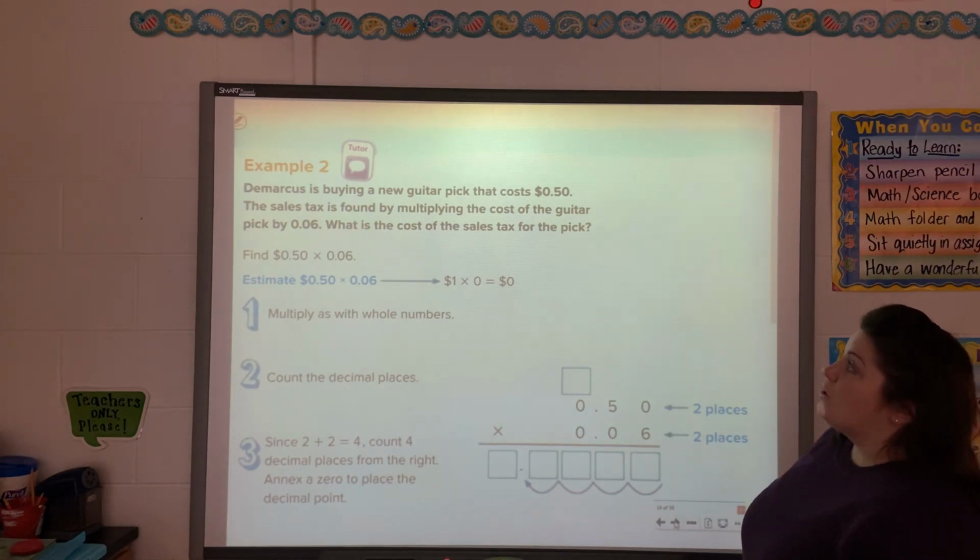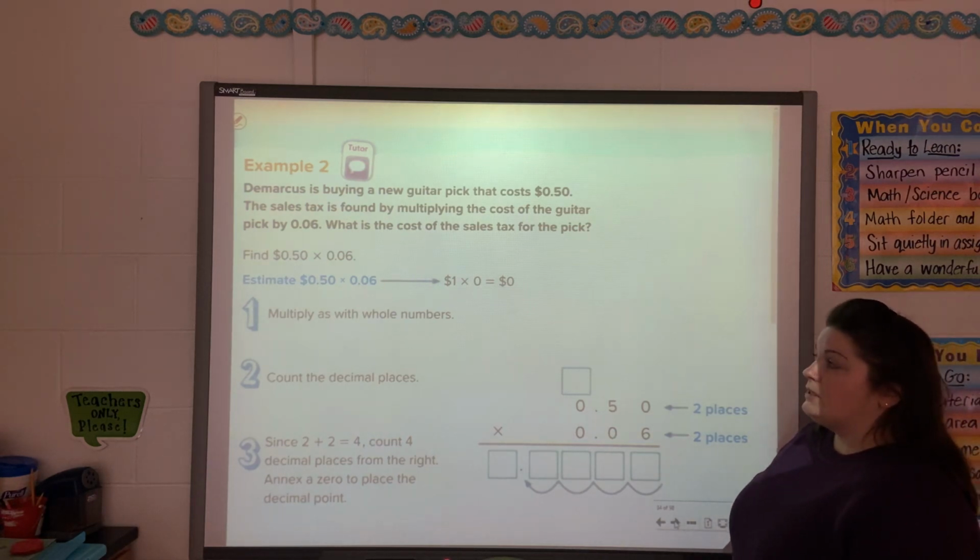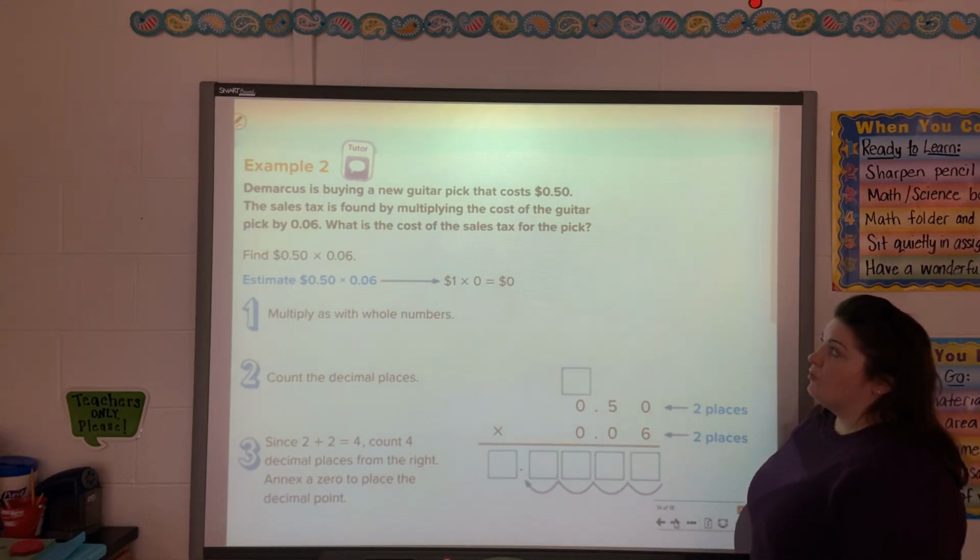DeMarcus is buying a new guitar pick that costs 50 cents. The sales tax is found by multiplying the cost of the guitar pick by 6/100. What is the cost of the sales tax for the pick?